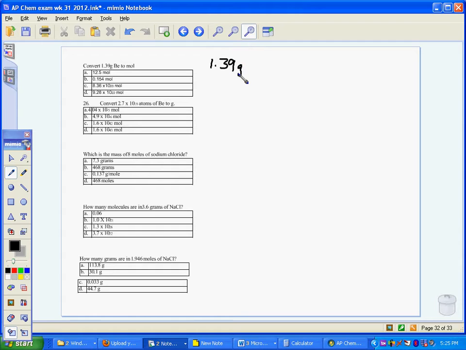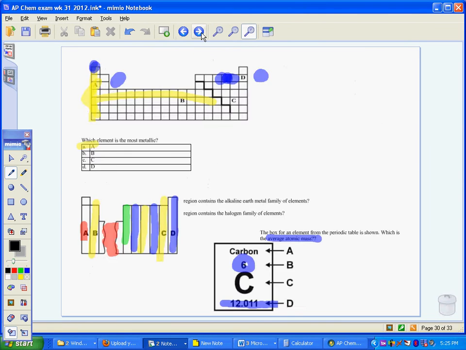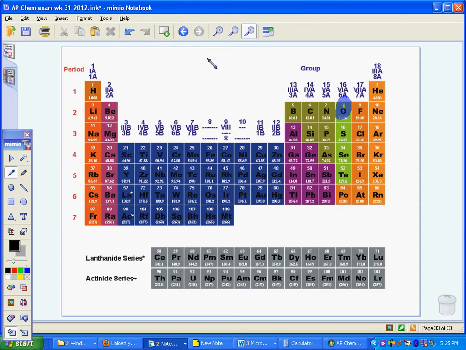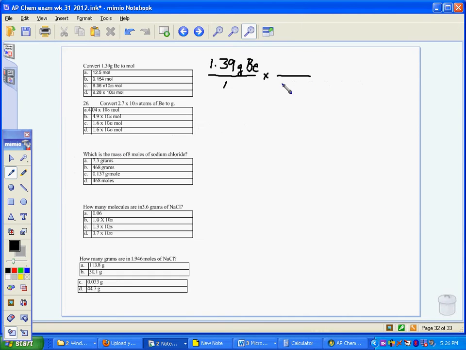Okay, we're going to convert 1.39 grams of beryllium. We start with what we're given to moles. Now, we have to go to the periodic table to see what is the molar mass of beryllium, and it is 9.012 grams per mole. So 9.012 grams on the bottom per mole on the top.